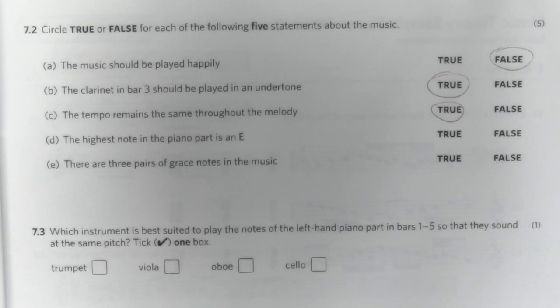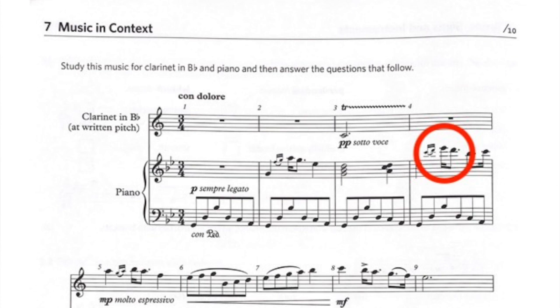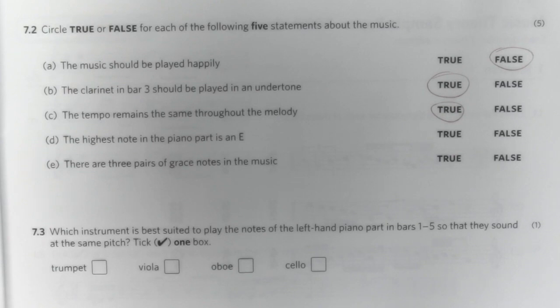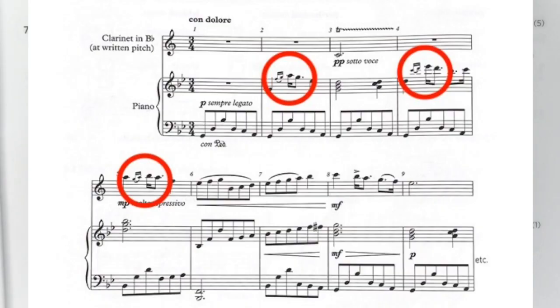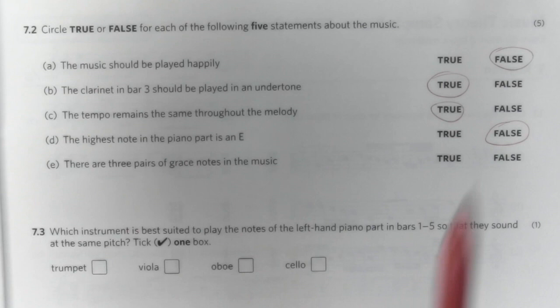The highest note in the piano part is an E. Now, we see on the fourth bar that we have an E, but I'm afraid that Mi is flat. So the highest note in the piano part is an E flat, not an E. So false. There are 3 pairs of grace notes in the music. Now, grace notes are like acciaccatura, appoggiatura, and we have one in bar 2, one in bar 4, and one in bar 5. So the statement is correct. There you go, done. Let's move on to the third question.